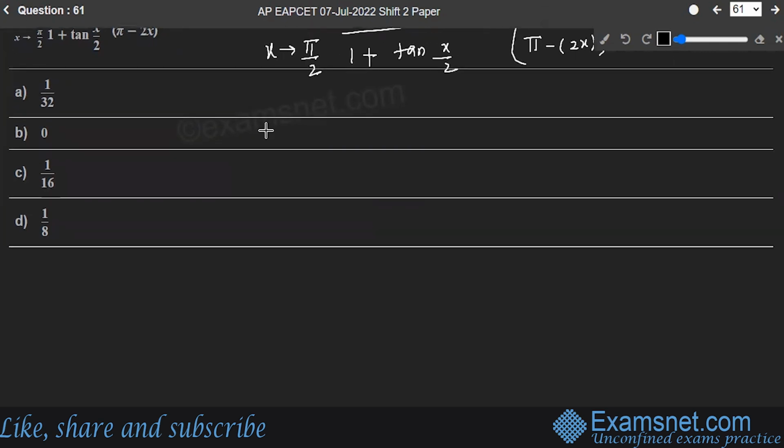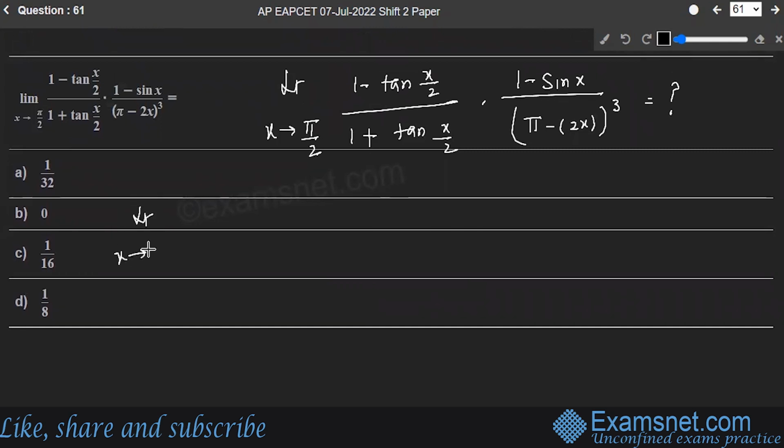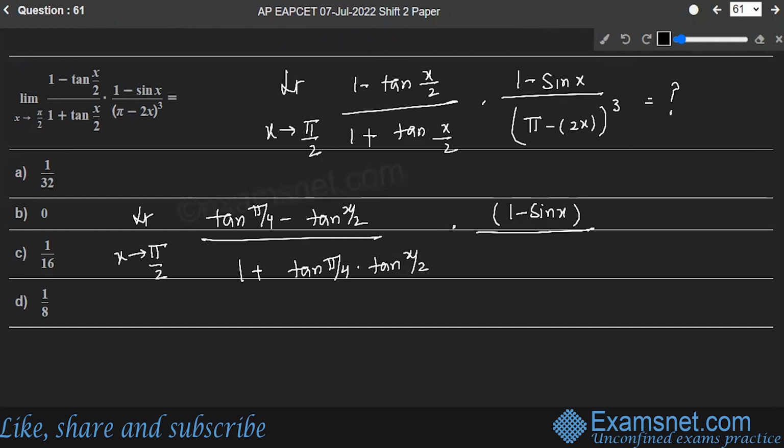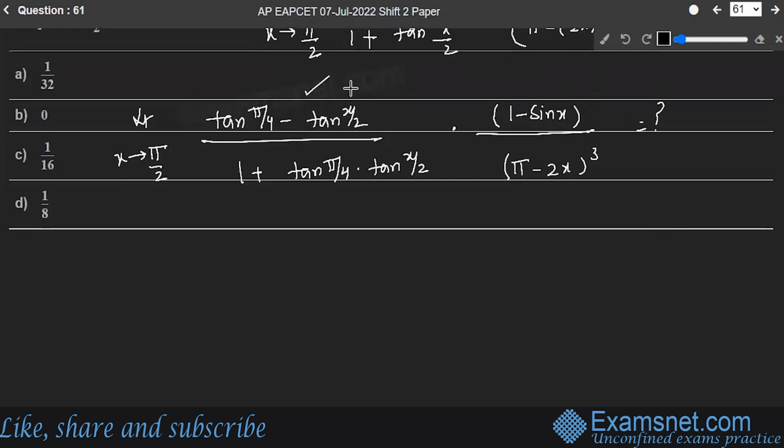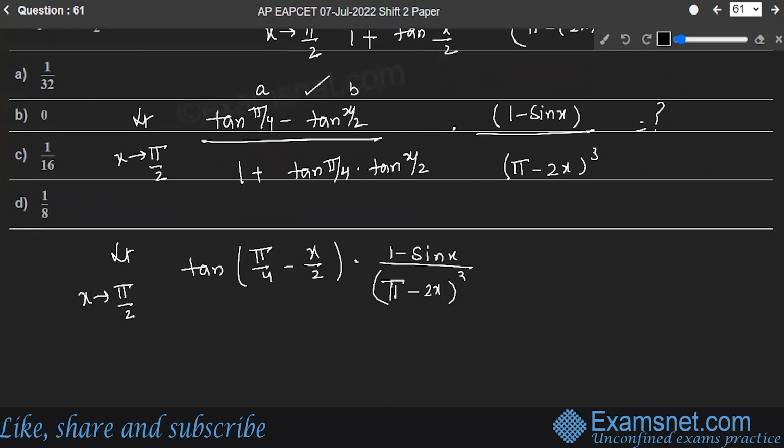So over here, let's fill limit x approaching pi by 2. See, this 1 can be written as tan pi by 4 minus tan x by 2, 1 plus tan pi by 4 into tan x by 2 multiply 1 minus sine x upon pi minus 2x cube. This is equal to what? Now, if you look at this formula, this is something tan a minus b, where a is pi by 4 and b is x by 2. You can write it as limit x approaching pi by 2 tangent of pi by 4 minus x by 2 multiplied by 1 minus sine x upon pi minus 2x whole cube.